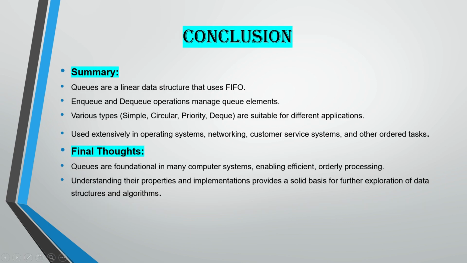To summarize, queues are a linear data structure that operates on the first in, first out principle. The enqueue and dequeue operations are used to manage the elements within a queue. Various types of queues, including simple, circular, priority, and deque, serve different applications and needs. Queues play a significant role in many fields, such as operating systems, networking, customer service, and other tasks that require an orderly process. In conclusion, queues are foundational in many computer systems, allowing for efficient and orderly processing. A thorough understanding of their properties and implementations lays a strong foundation for exploring more complex data structures and algorithms.